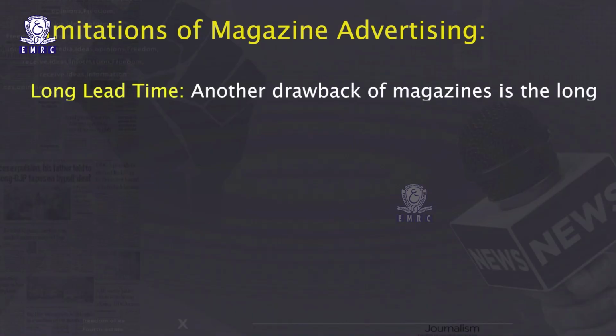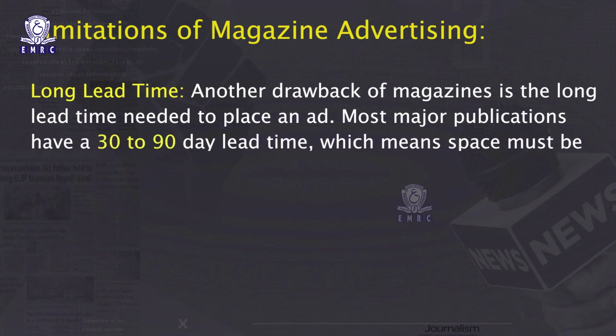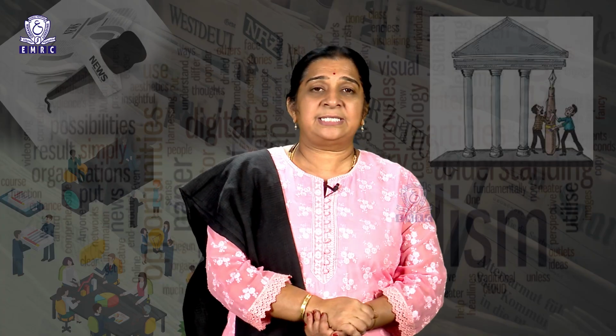Long lead time. Another drawback of magazines is the long lead time needed to place an ad. Most major publications have a 30 to 90 day lead time, which means space must be purchased and the ad must be prepared well in advance of the actual publication date. No changes in the art or copy of the ad can be made after their closing date.